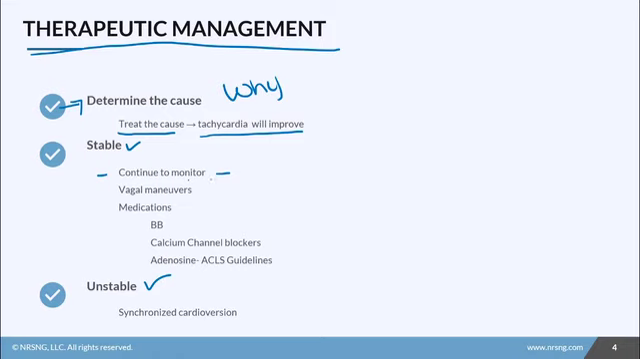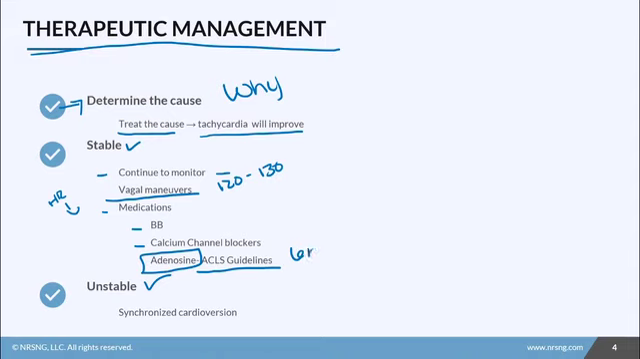Now, if they become unstable or if their heart rate increases a little bit to 120s to 130s, try to do a vagal maneuver. And this is where you ask the patient to bear down, kind of like they're having a bowel movement. That's going to stimulate the vagus nerve, and hopefully their heart rate will go down. If that doesn't work, we can always try beta blockers and calcium channel blockers. Or we follow the ACLS guidelines and give our patients adenosine.